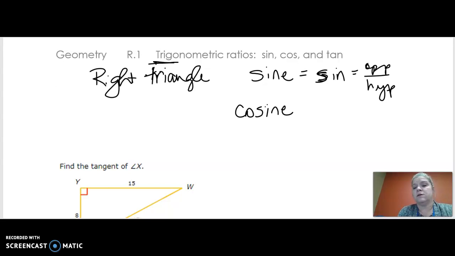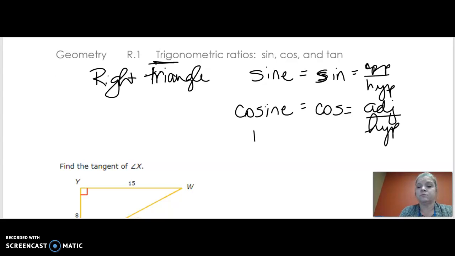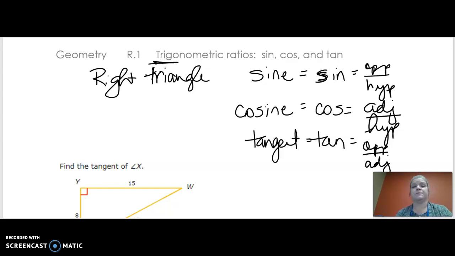COS is cosine. So whenever you say cosine, you abbreviate it COS. Whenever you see COS, you pronounce it cosine. And it is adjacent over hypotenuse. And tangent is tan, and that is opposite over adjacent.